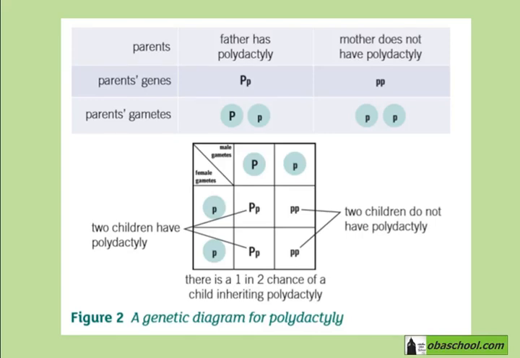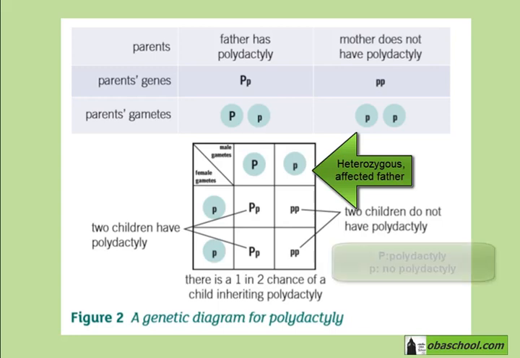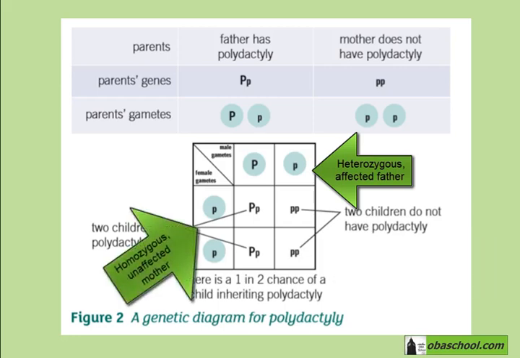This is a genetic diagram to see how polydactyly is distributed. Let's say we are mating a heterozygote father with a homozygote unaffected mother. So the father's genes are capital P, lowercase p, capital P being the allele for polydactyly since it is dominant, and lowercase p being the allele for non-affected individuals since it is recessive. So the homozygote mother that is unaffected by polydactyly has two lowercase p alleles.